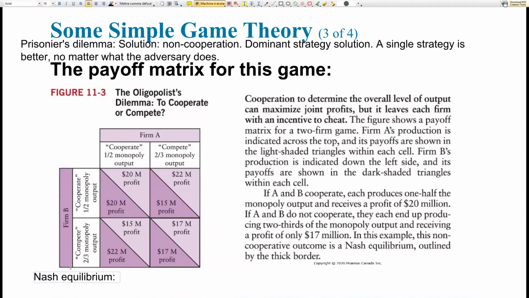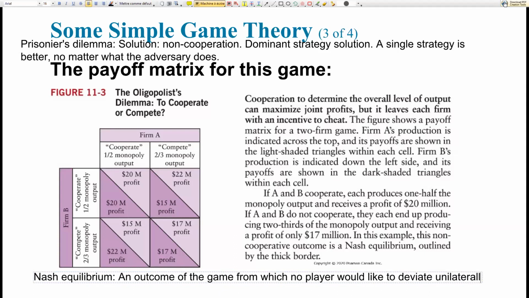So a Nash equilibrium is an outcome of the game in which no player would like to deviate. All right. And what is the Nash equilibrium in this game?